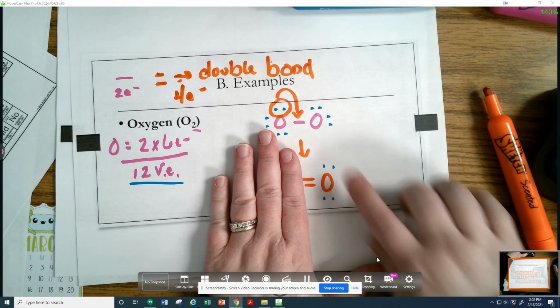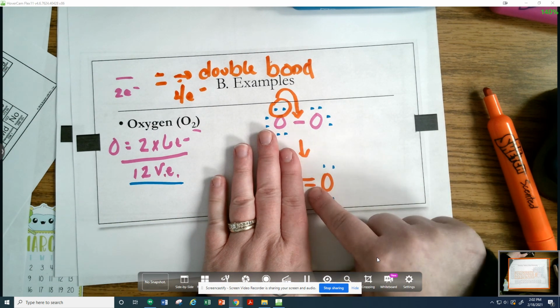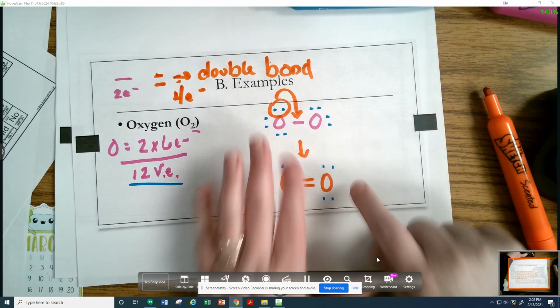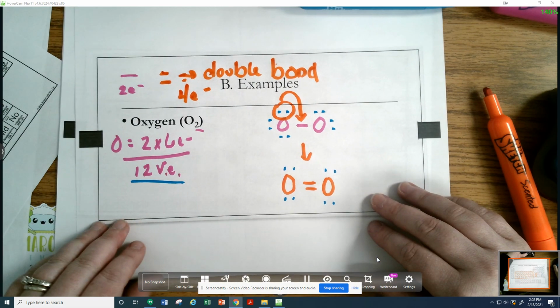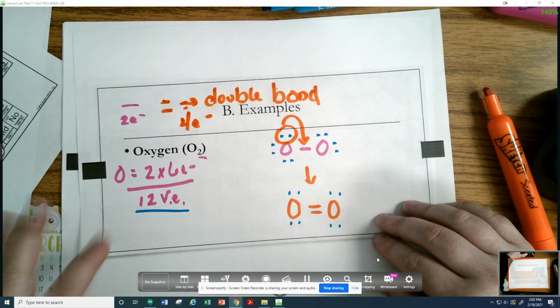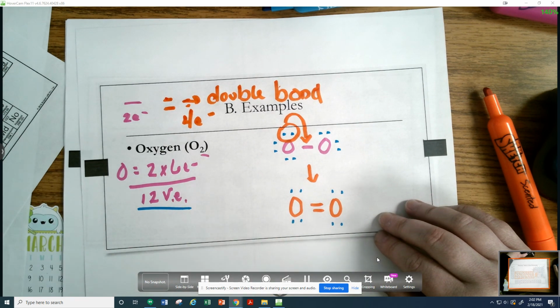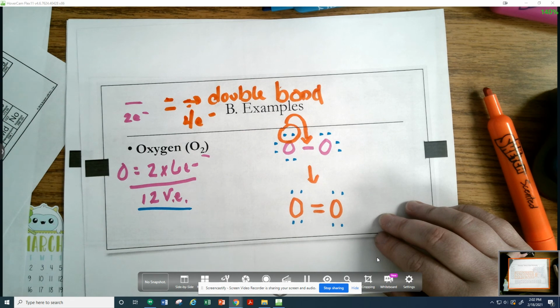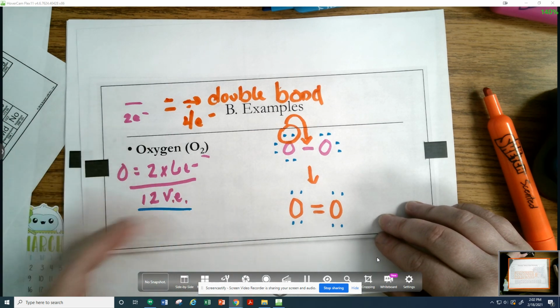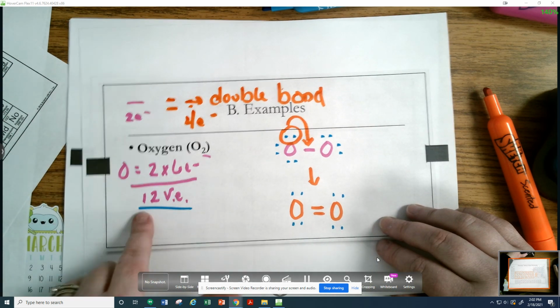Over here, I have 2, 4, 6, and 8. That has a complete octet. And so from there, I have spent all my electrons, everybody's happy, and I'm done. So how I know I need a double bond is when you run out of electrons to complete the octets. You cannot just add electrons that are not there.